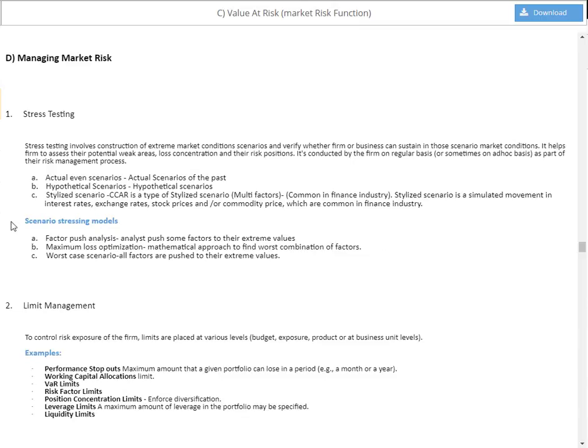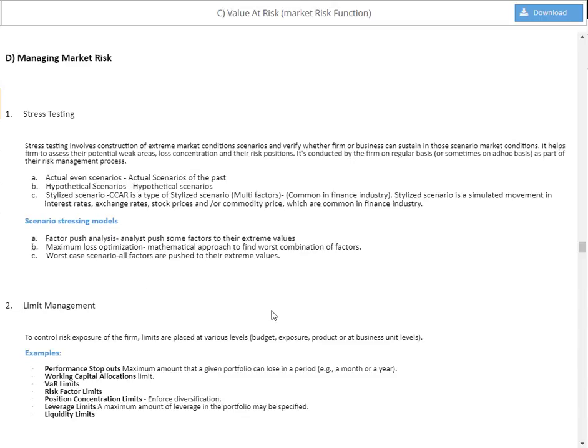Scenarios, stressing models are as follows. One is factor push models. Analysts push some factors to the extreme values to assess the impact on the portfolio. Maximum loss scenarios is a mathematical approach where the worst combination of factors is tested to find out the maximum loss in the portfolio. In worst case scenarios, all factors are pushed to their extreme values.